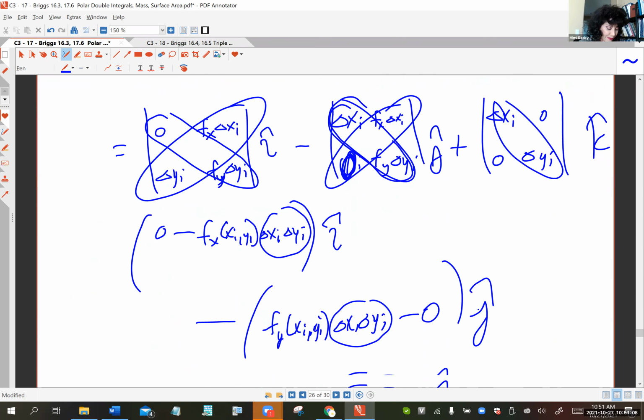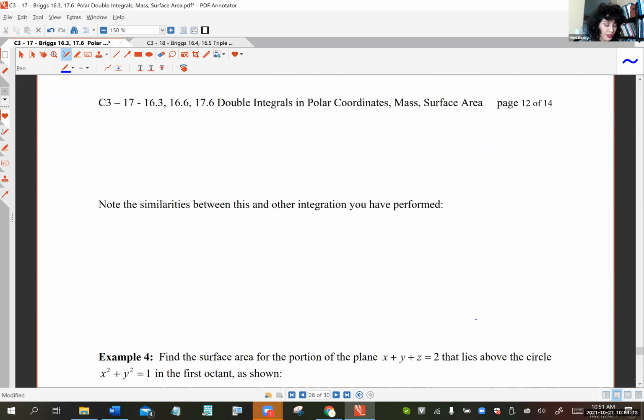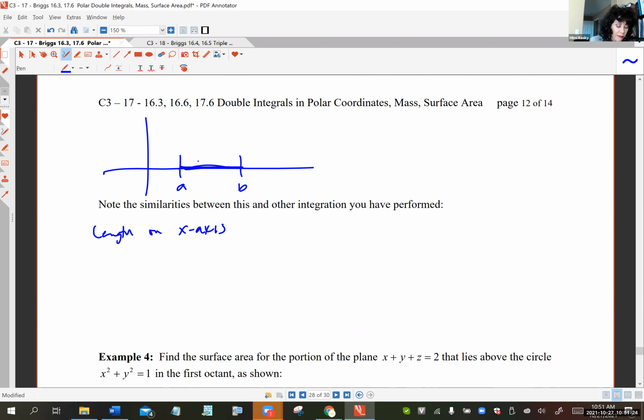So there you go. Surface area. What are some other integrations that you've done? When you did the length along an x-axis, this is kind of cool, people. What's the length between A and B? B minus A. But can't you do that with an integral? It's a little bit of overkill for sure, I get it. But if you integrate 1 with respect to x and your limits are A to B, you will get the length of that straight line. What about arc length?